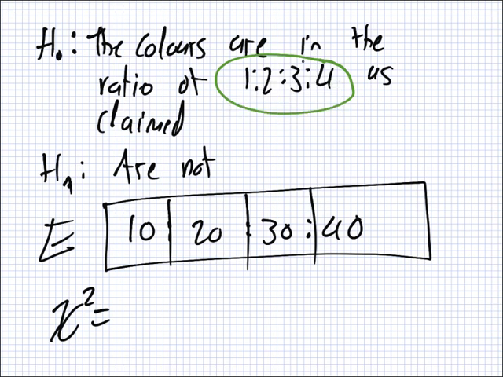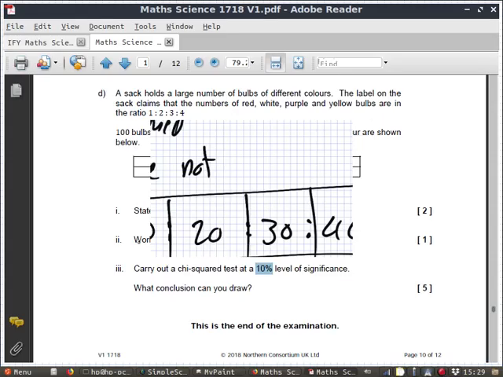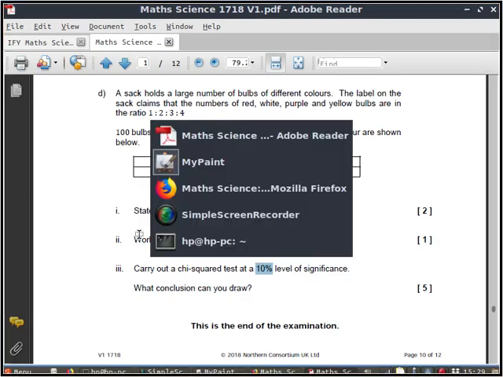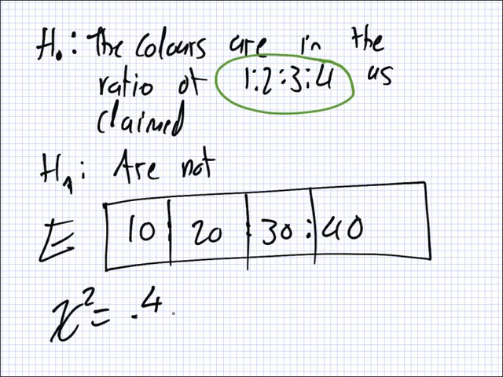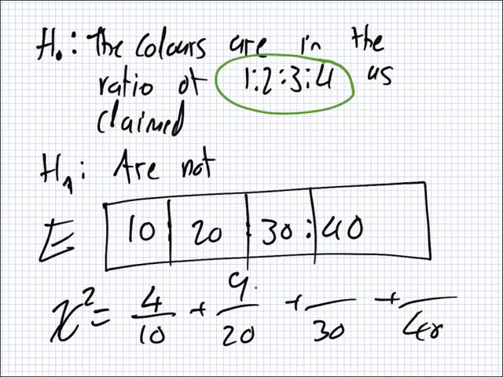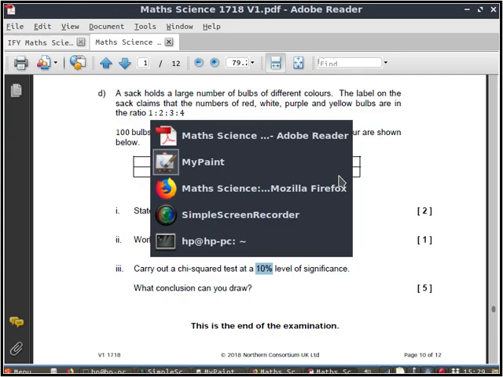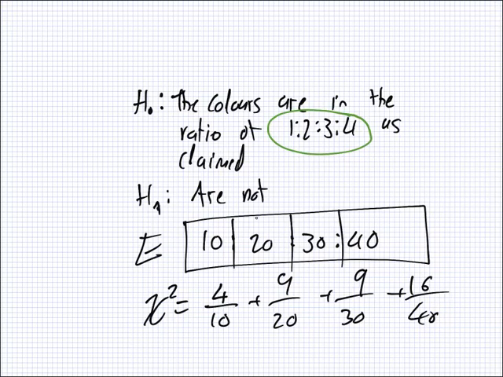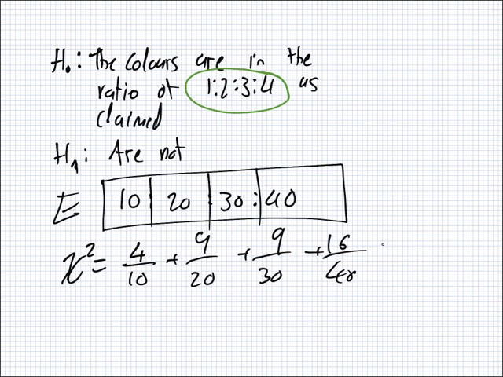Right. So what is the first one? We expected 10, and how many did we observe? 8. The difference is, so 4 over 10, 20, 30, and 40. The difference between, that's a 9. Difference between 30 and 9 again, okay? 16. Squared, right? Yeah, they were all squared. And what do we get here? 1.55.